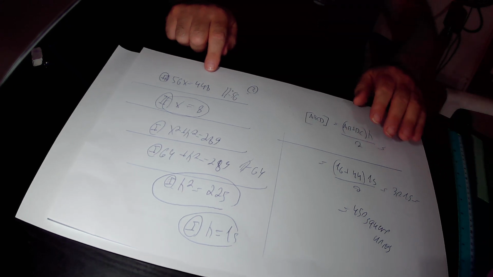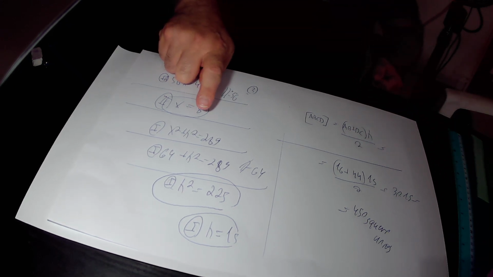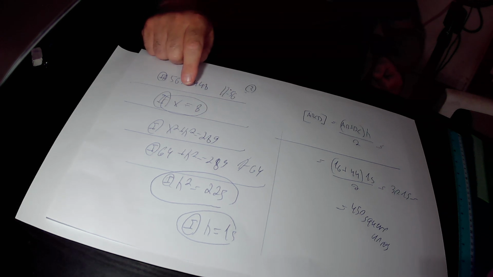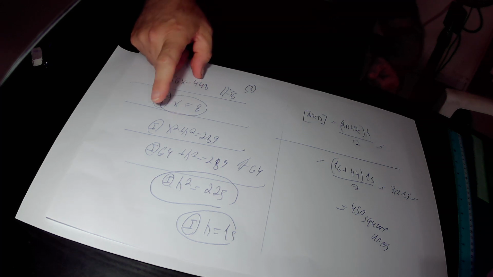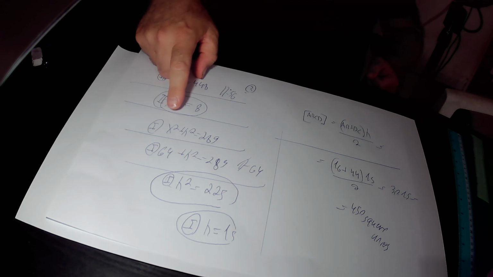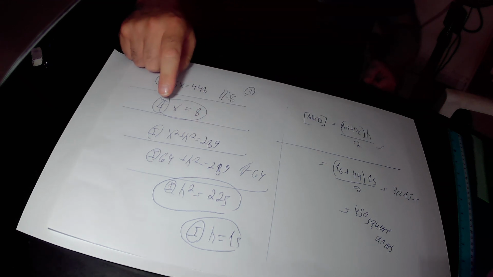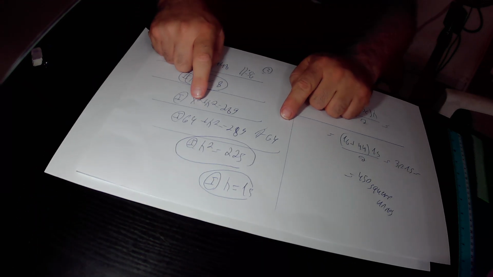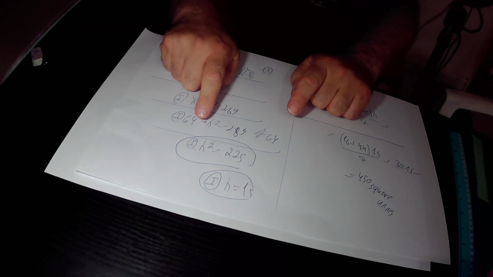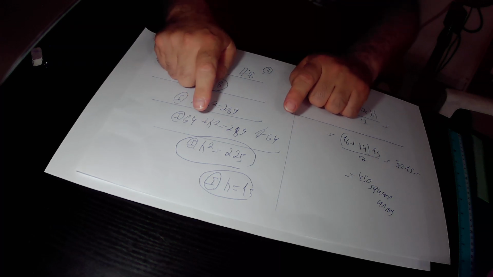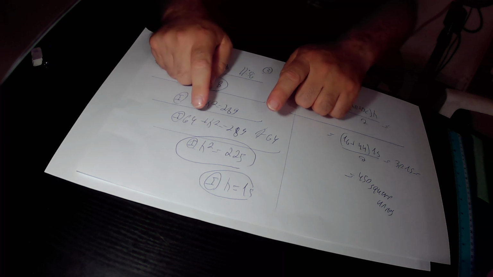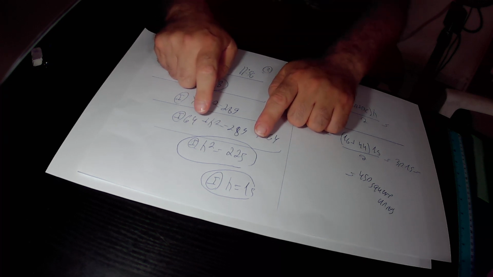But according to equation 1, we know that X squared plus H squared equals 289. If X is 8, X squared is 64. So we can substitute X squared by 64 in equation 1. We did it and found that 64 plus H squared equals 289. Here we subtracted 64 from this equation and finally found that H squared equals 289 minus 64, that is 225.